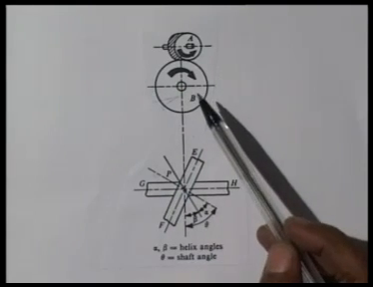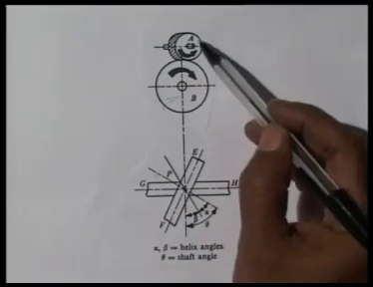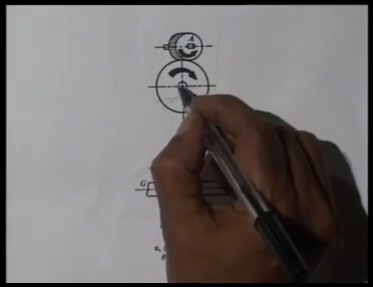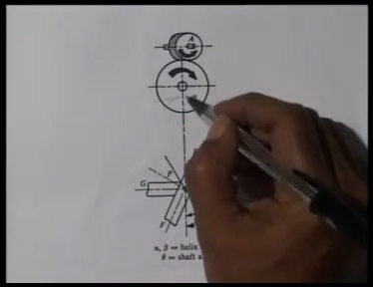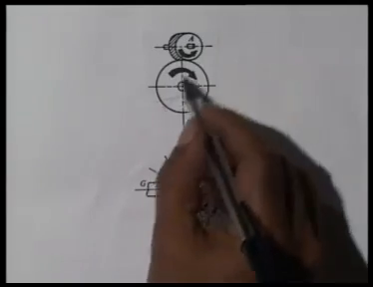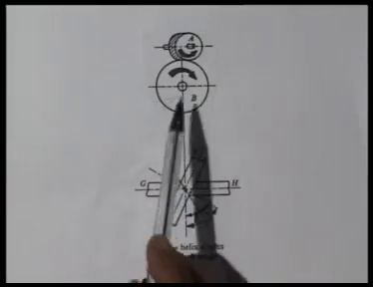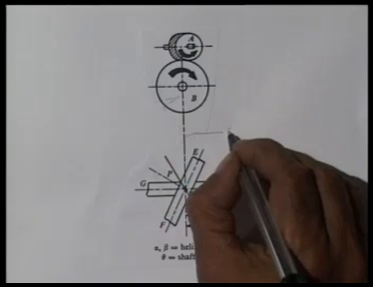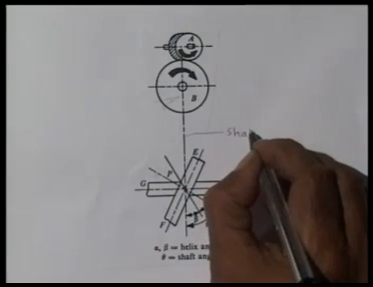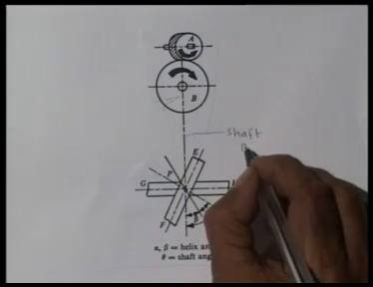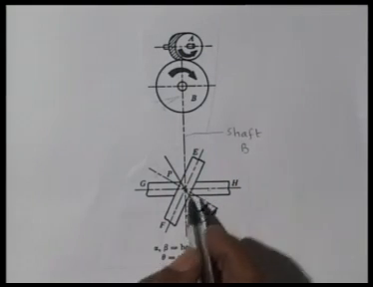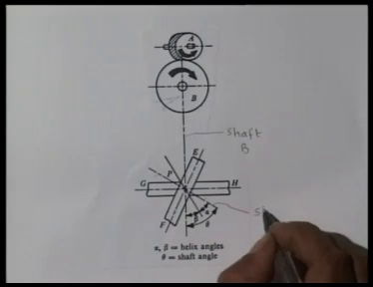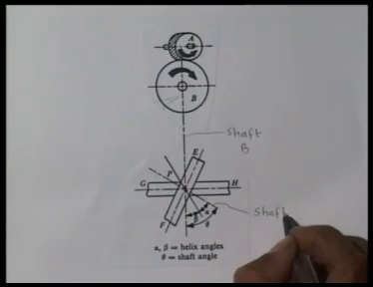This diagram shows a pair of crossed helical gears, gear A and gear B. This is the shaft of gear A and this is the shaft of gear B. So if I view it along the common perpendicular between these lines, which is perpendicular to the plane of the paper, then this is the shaft of gear B, and this is gear A, and this line is shaft A.